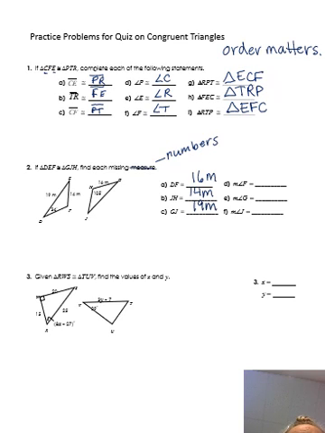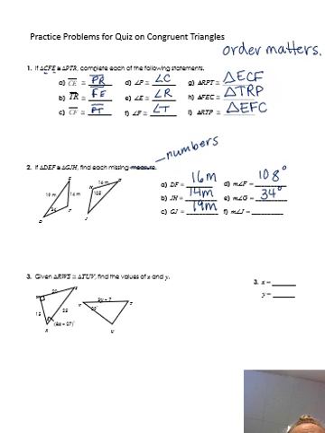The measure of angle F is the same as the measure of angle H, and angle H is labeled 108, I think, degrees. The measure of angle G is the same as the measure of angle D, and D is labeled 34 degrees.